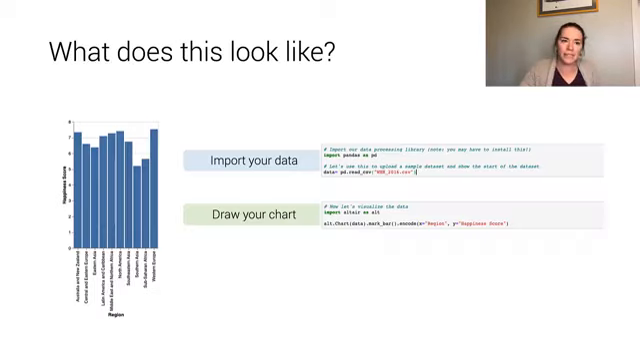So what does a basic Altair chart look like? Well, we start off by importing our data, and then once we've done the data import, and if you'd like additional data wrangling, we can go ahead and draw our chart. So the two cells we see here are all the code that we need to draw the bar chart on the left, and we'll get a little hands-on with this in our next video.